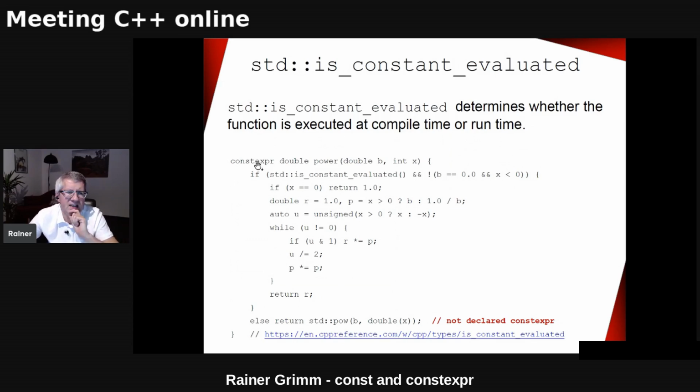This function is declared as constexpr. This means this function could run at compile time, but also could run at runtime. And here's the code, you see? When it runs at compile time, you execute the if branch. When it runs at runtime, you execute the else branch and apply std::pow. This is necessary because std::pow is not constexpr, which is a pity.